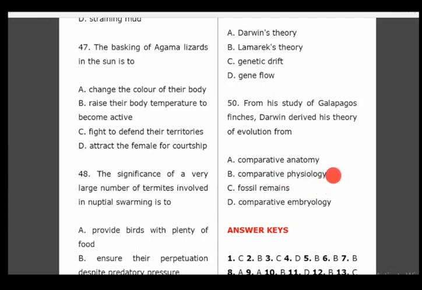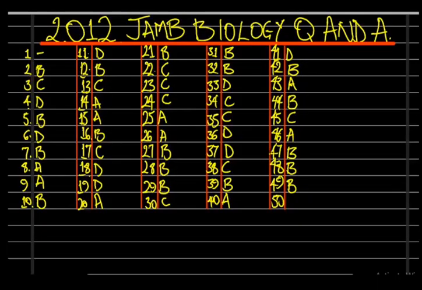The different types of beaks of these Galapagos finches were studied, and that was what this study of evolution, theory of evolution of Darwin, is about. So from his study of Galapagos finches, Darwin derived his theory of evolution from comparative physiology. Option B is our answer to question 50.